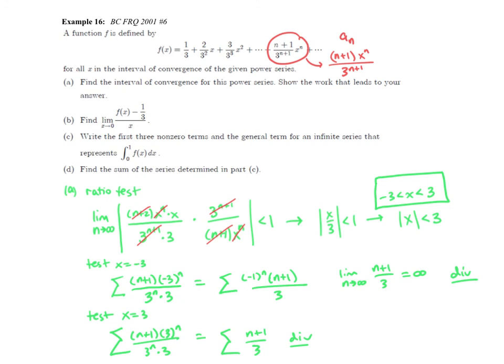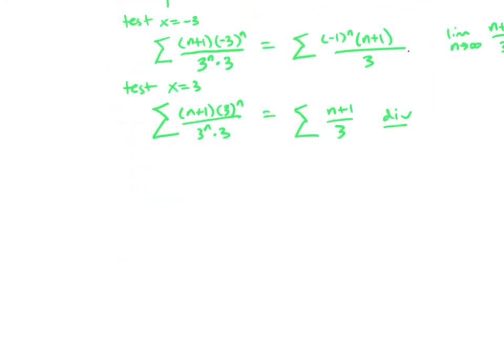It's going to be open. Okay, let's do part B, where we're going to look at the limit now. So this is going to be a connection to the last couple problems we've done. We're looking at the limit as x goes to infinity of f of x minus 1/3 divided by x. And now I'm going to utilize the series to analyze this.